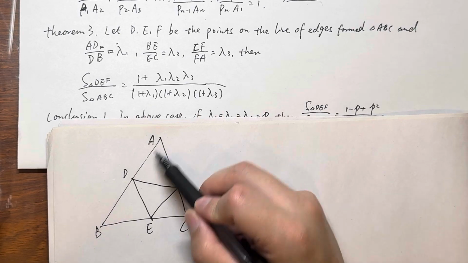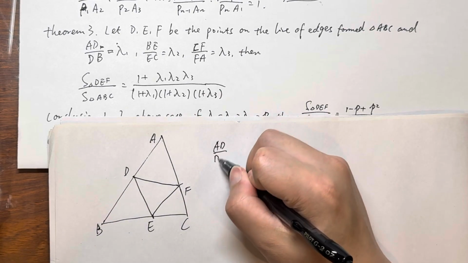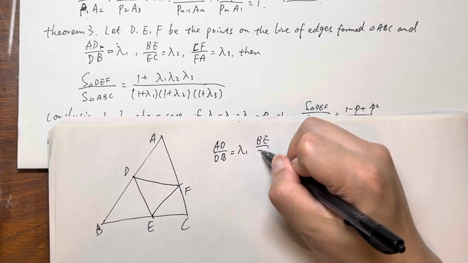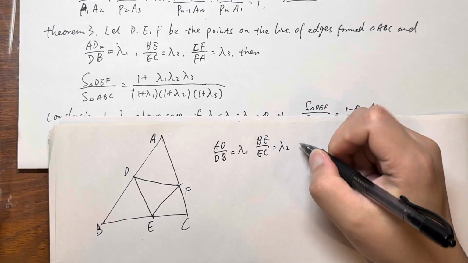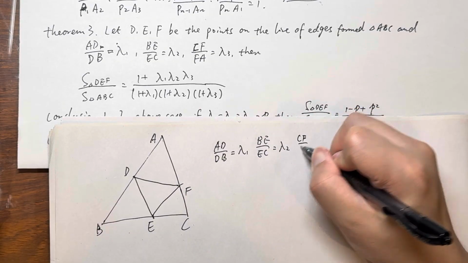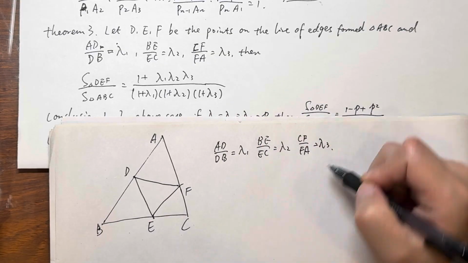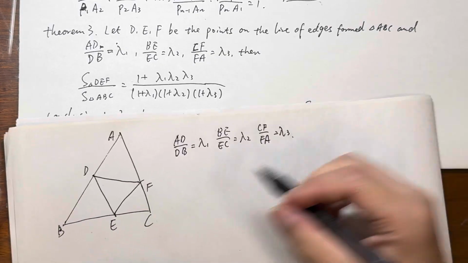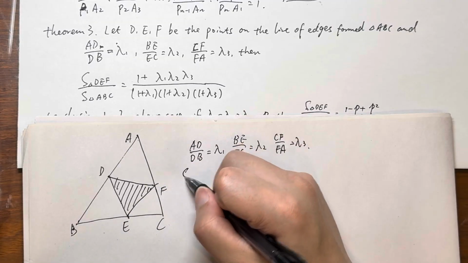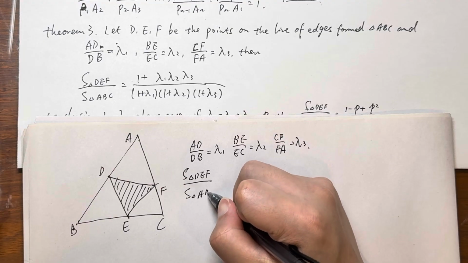Right, and we know that AD to DB equals lambda 1, BE to EC equals lambda 2, and CF to FA equals lambda 3. Then we want to calculate the area ratio of triangle DEF to triangle ABC.